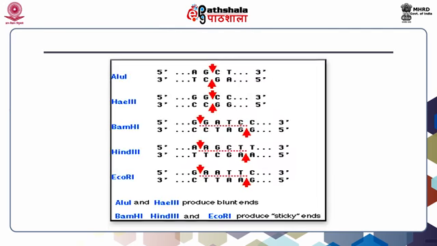This slide shows some of the restriction enzymes such as HaeIII, BamHI, HindIII, EcoRI. HaeIII and AluI are restriction enzymes that produce blunt ends whereas BamHI, HindIII and EcoRI are restriction enzymes which produce sticky ends.